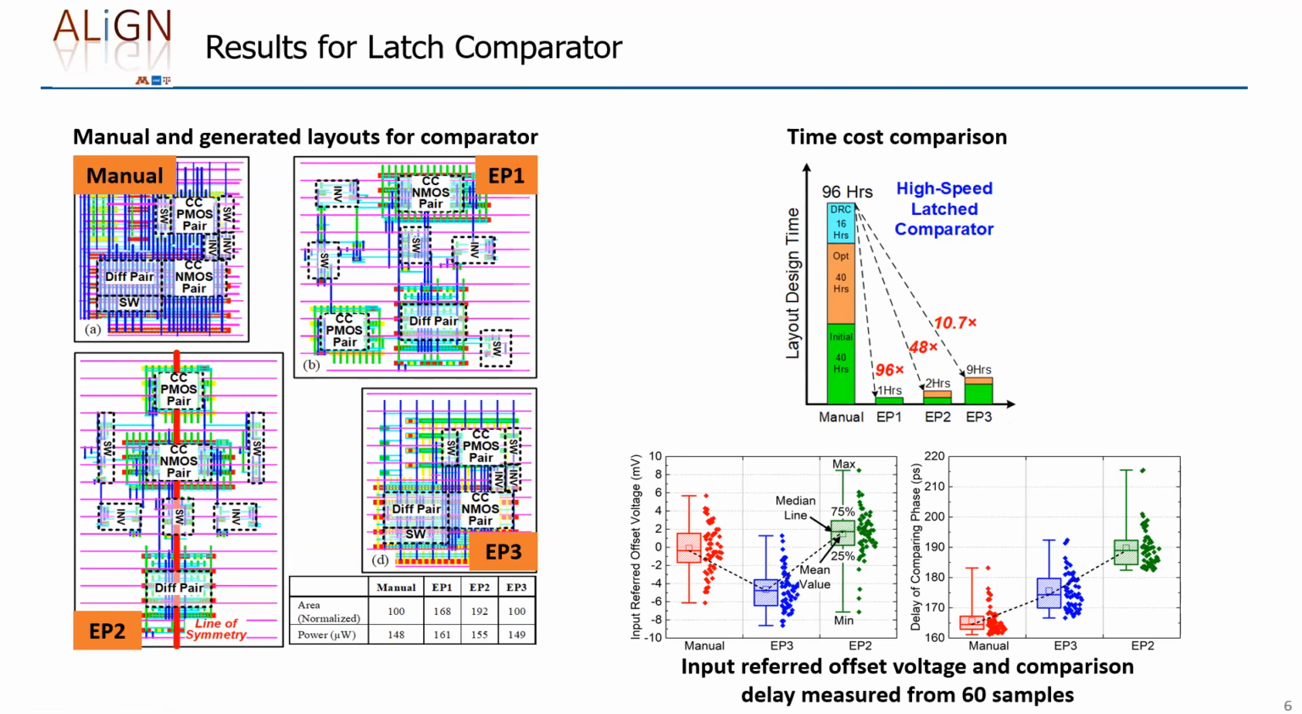If we compare the input referred offset, all of the generated layouts are still within the spec, but there is still some work to do to get to the level of manual layout. And from the delay comparison perspective, we can see that EP3 is very close to manual because it is actually codifying the exact same placement. EP2 has slightly larger delay, and that's because putting these on a vertical line of symmetry increases the interconnect and therefore increases the delay.